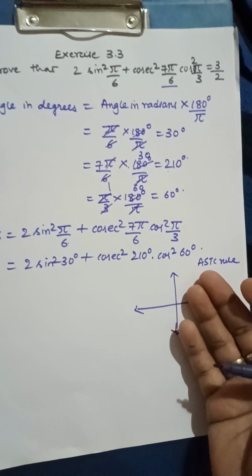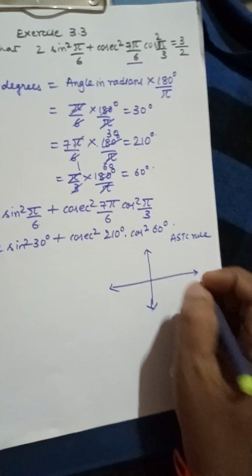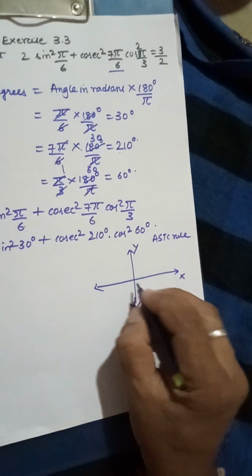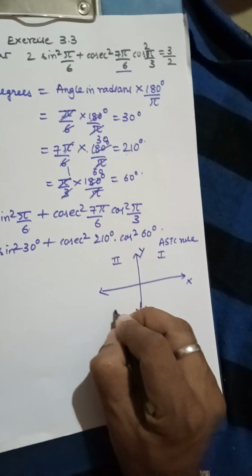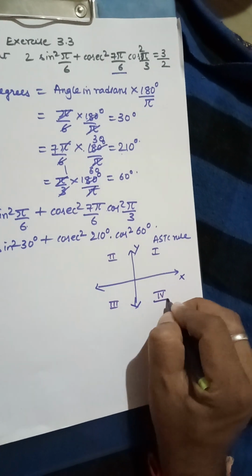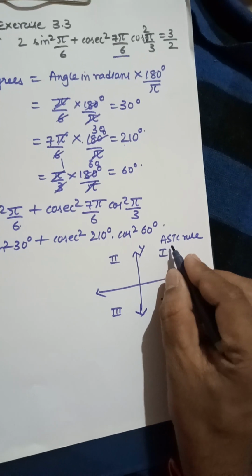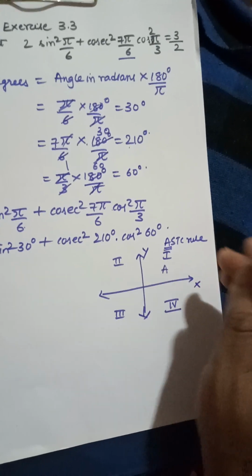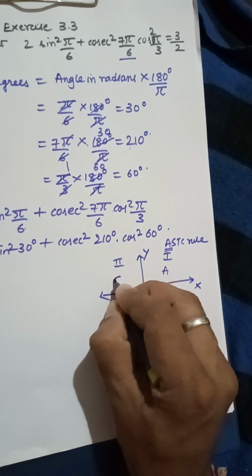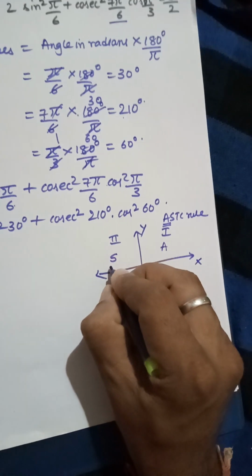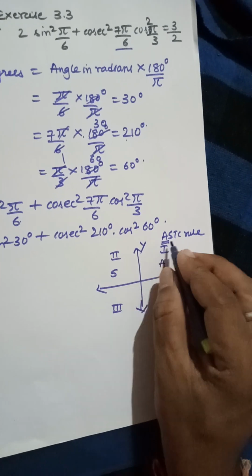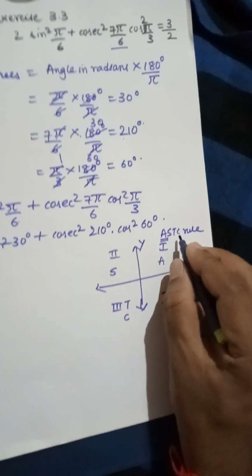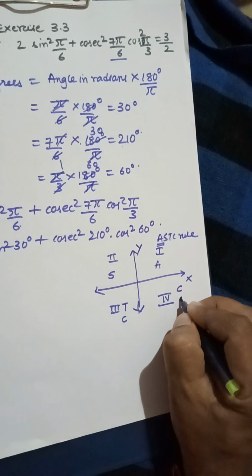Now here I shall briefly discuss this ASTC rule again. So here these are the two coordinate axes, and this is the first quadrant, second quadrant, third quadrant, and the fourth quadrant. In the first quadrant, all trigonometric ratios, A for all, are positive. All the 6 trigonometric ratios are positive. In the second quadrant, sine and its reciprocal, that is cosecant, are positive. In the third quadrant, tan and its reciprocal, that is cot, are positive. In the last quadrant or the fourth quadrant, cos and its reciprocal, secant, are positive.